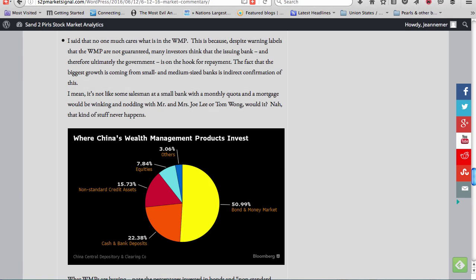No one much cares what is in the WMP. This is because, despite warning labels that the WMP are not guaranteed, many investors think that the issuing bank, and therefore ultimately the government, is on the hook for repayment. The fact that the biggest growth is coming from small and medium-sized banks is indirect confirmation of this. I mean, it's not like some salesman at a small bank with a monthly quota and a mortgage would be winking and nodding with Mr. and Mrs. Joe Lee or Tom Wong, would it? Nah, that kind of stuff never happens.